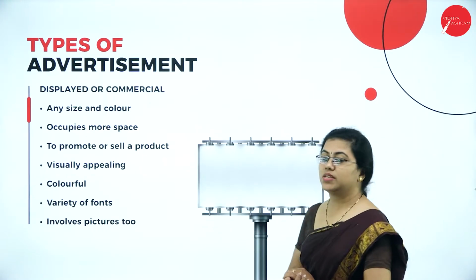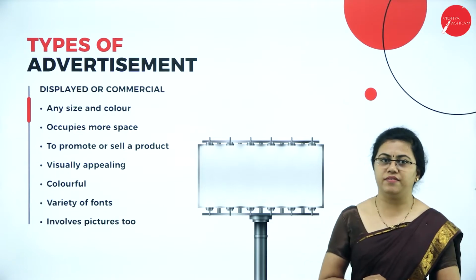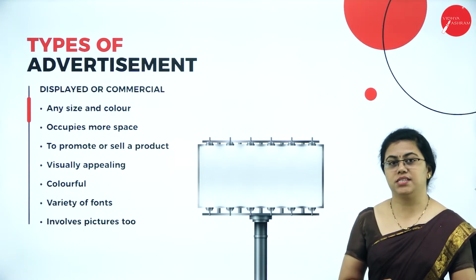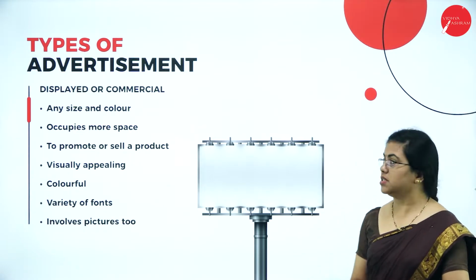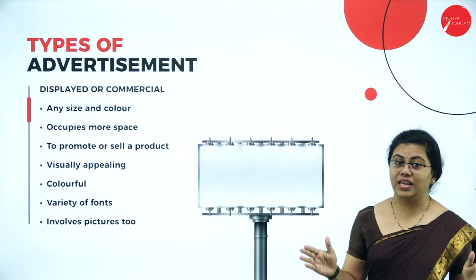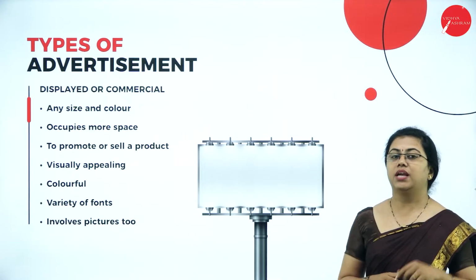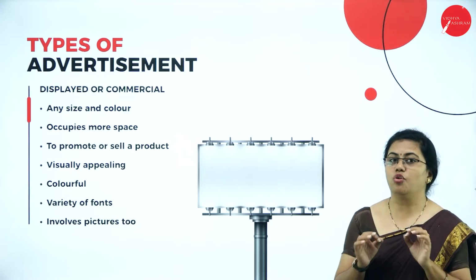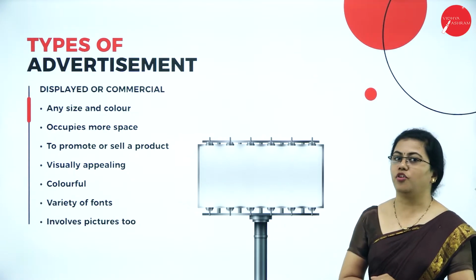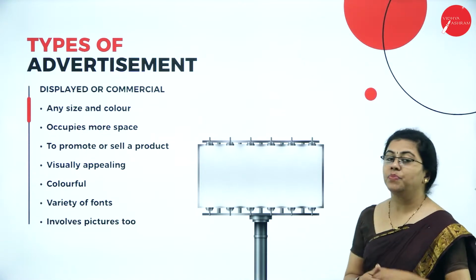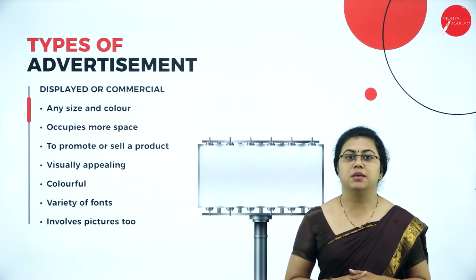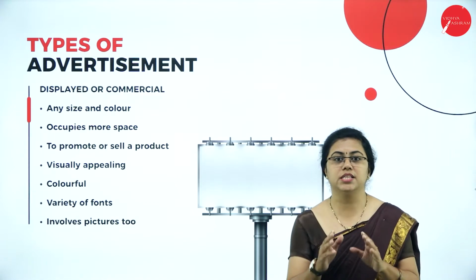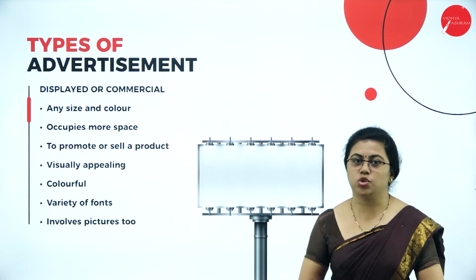Apart from this, we have displayed type of advertisement. So where do we have this displayed or commercial advertisement? This can be of any size or any color. Compared to the classified, this can be of any size or any color. There is no fixed size or color for this type of advertisement. This occupies more space because size is not a constraint.